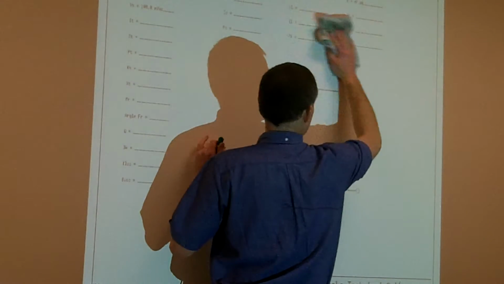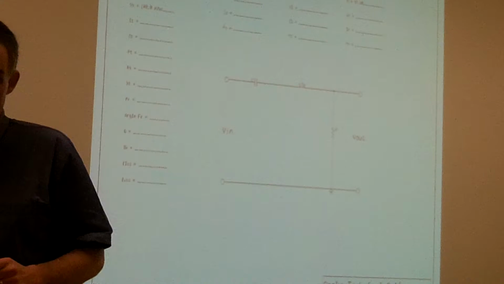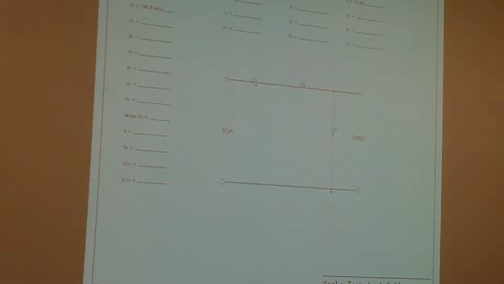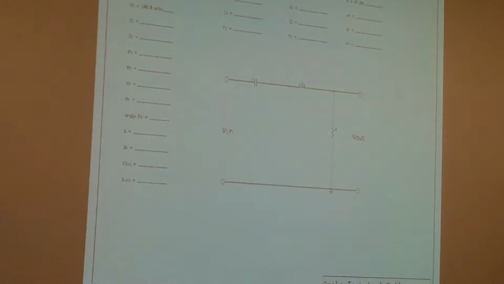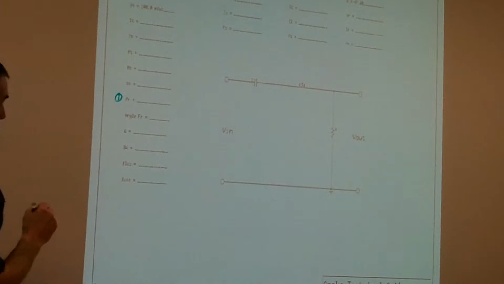I'm going to do the actual calculations, and what would be my first step? Get your X of C and your X of L. Yep, we can calculate that, but before we calculate X of C and X of L, we're going to need to know what? Oh, the frequency. So this is going to be our first step. We're going to calculate what our frequency is going to be.